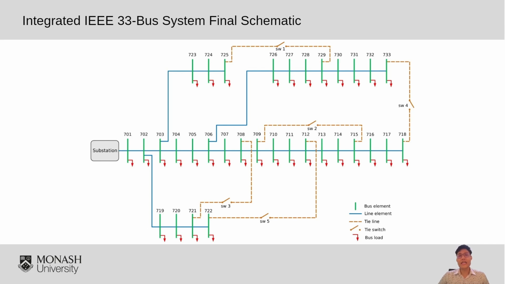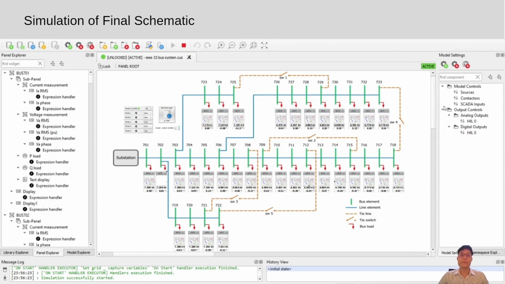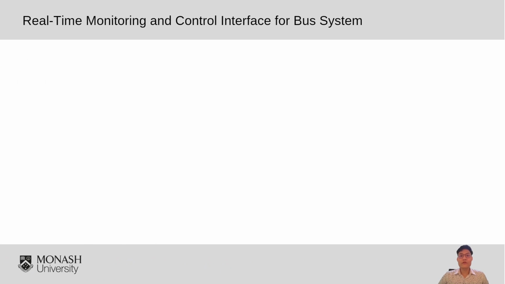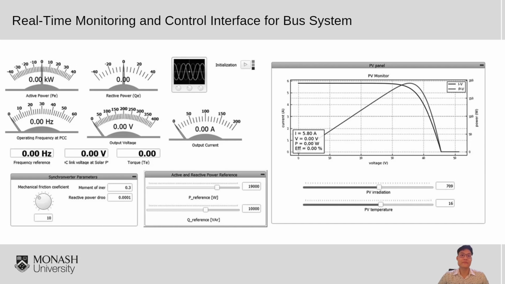Now, let us see the IEEE 33 bus system in action. Now, this real-time simulation shows how each bus element and load interacts within the network. You will be able to observe the voltage levels and power flow at each bus node changing as they adjust in real time. Now, we have also developed an interface that tracks key parameters like active power, reactive power, and voltage. It also shows OLTC performance by displaying the PV curves.